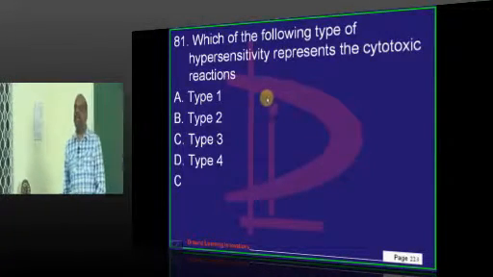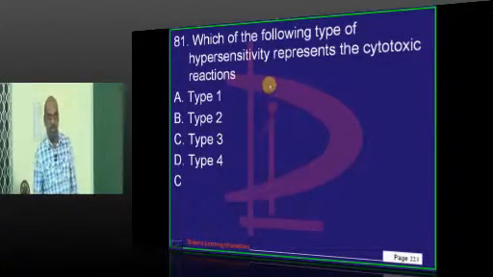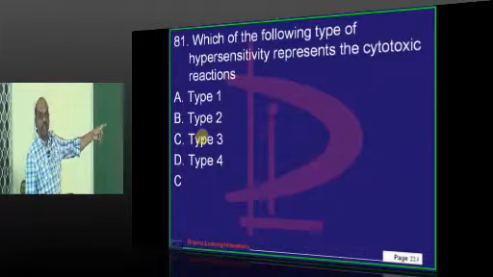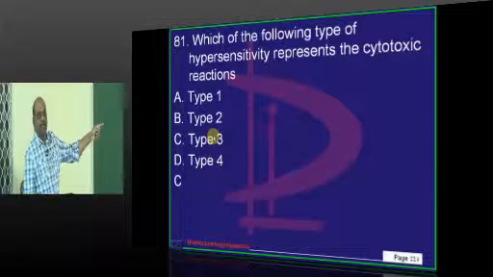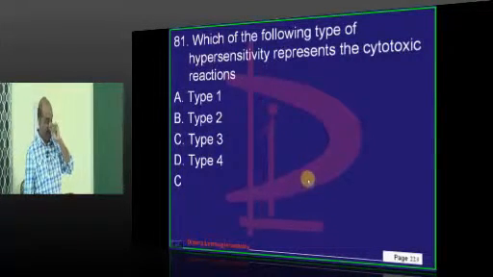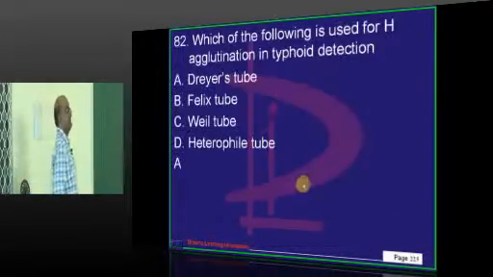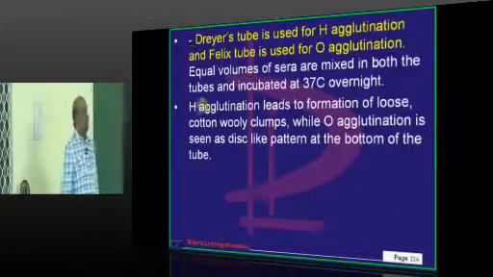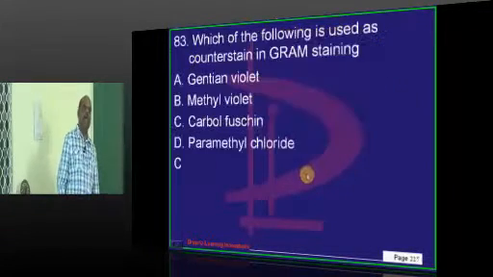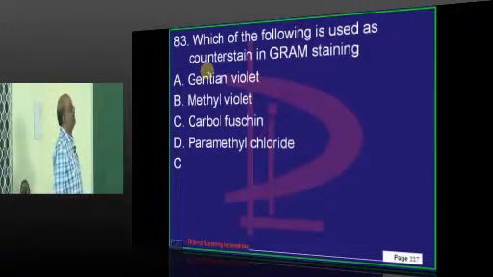Now cytotoxic is type 2, immune complex is type 3. I think we should change the answer. We should make it B. Correction of question number 81, third answer which is wrongly given. Okay. Dryer is for H agglutination, Felix is basically for O agglutination, as all of you know.